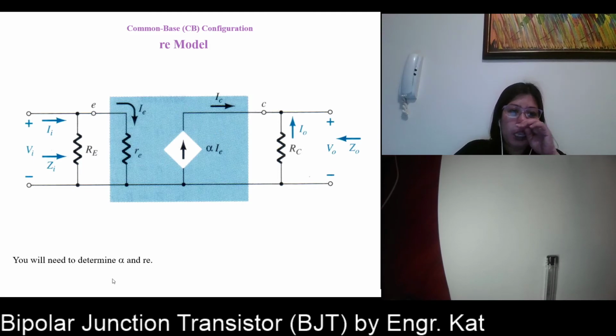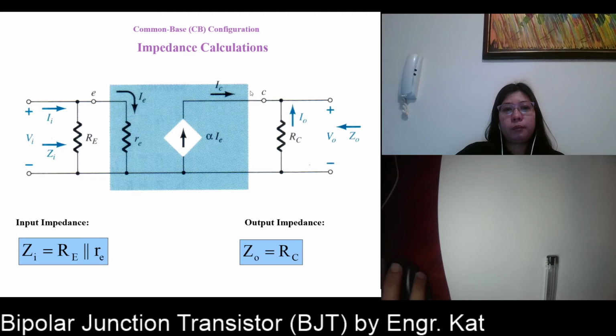So you will be needing alpha and RE. Alpha can be seen in the specification sheets, while RE you need to solve for your IE first using DC analysis. Okay? So Zi is RE, emitter resistance in parallel with your RE here, and your ZO is equal to RC.